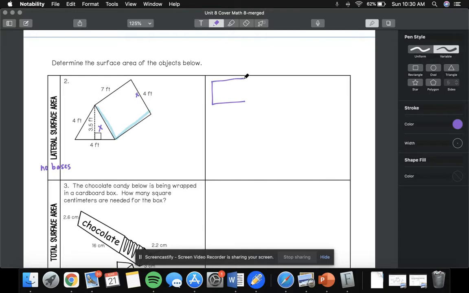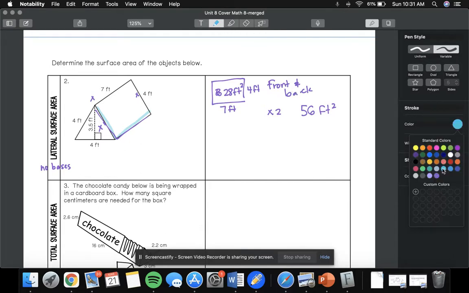Okay, so I see that it is 7 feet long and 4 feet tall. Okay, so 4 by 7 would be 28 square feet. Okay, then if we have this front side, that means we would also have the back side of it. So I'm going to say front and back. Okay, so I'm going to double that, and 28 times 2 would be 56 square feet. Okay. So we've done the front and the back, and I think the only thing we have left is the bottom.